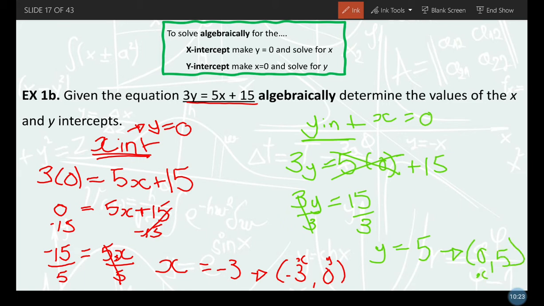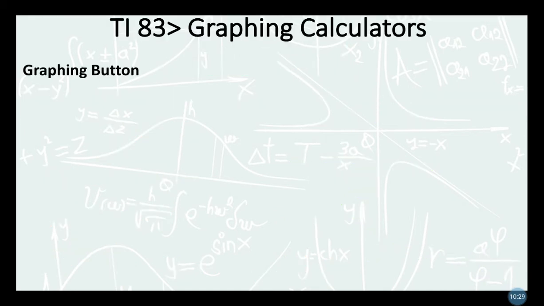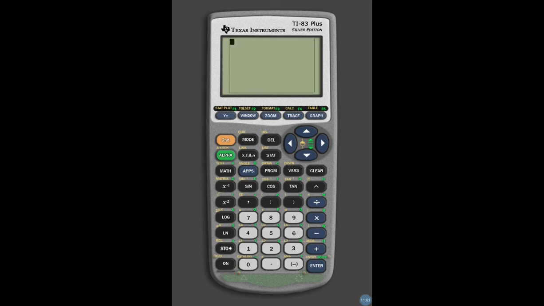So 0 on the x, 5 on the y. Okay, so that's how we can solve algebraically. If you don't already have your graphing calculator, I'd suggest pausing the video. There is some stuff I want to go through with the graphing calculator. And if you go to this graph button, maybe you have some stuff there, maybe you don't.